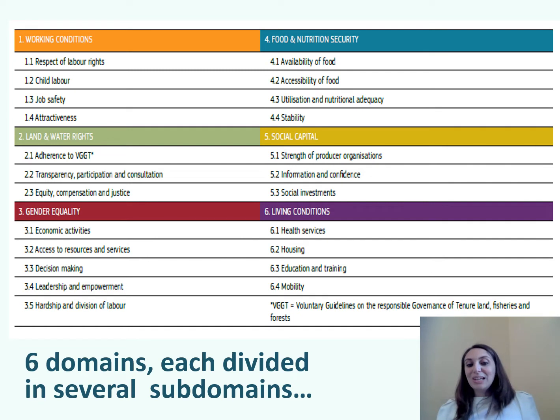We enter now into the social profile, so the tool that VCA4D constructed to support the social analysis. As we said, the social profile is divided in 6 domains: working conditions, land and water rights, gender equality, food and nutrition security, social capital, and living conditions. Each of the 6 domains is divided in several subdomains. And in this slide, and in the VCA4D methodological brief, you have the full list of the subdomains.